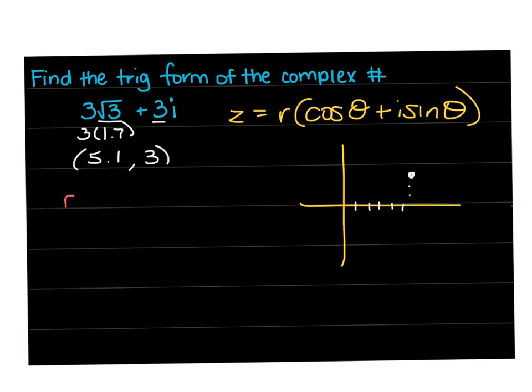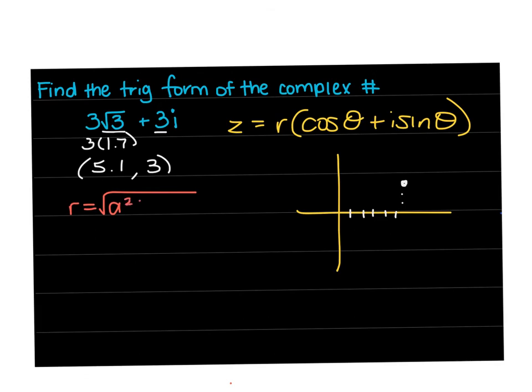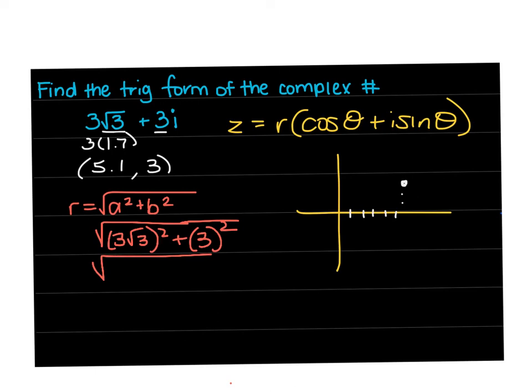So r equals the square root of a squared plus b squared. In this case, a squared would be 3 root 3, b 3. I get the square root of 3 squared, which is 9, times root 3 squared, which is 3. 9 times 3 is 27, plus 9. And I get the square root of 36, which is actually a perfect square, which is 6. That's my radius.